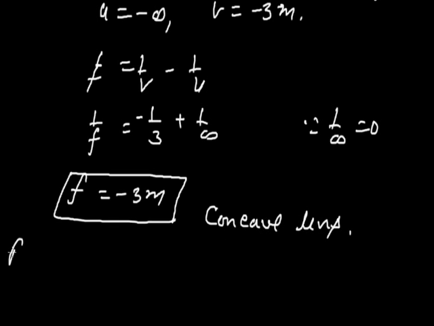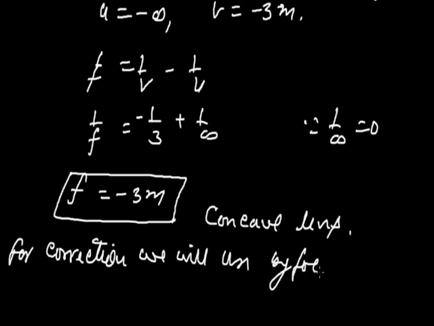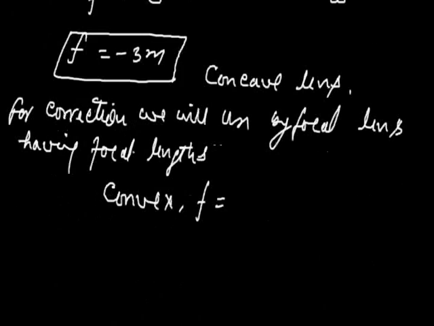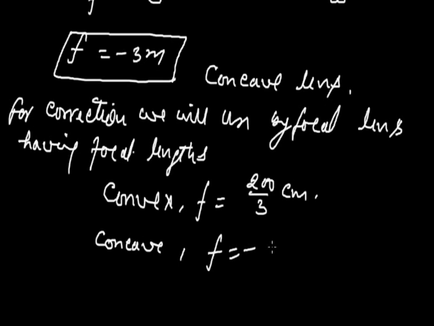So for correction, we will use a bifocal lens having focal length: for the convex part, f will be 200 upon 3 centimeter, and for the concave part, f will be minus 3 meter.